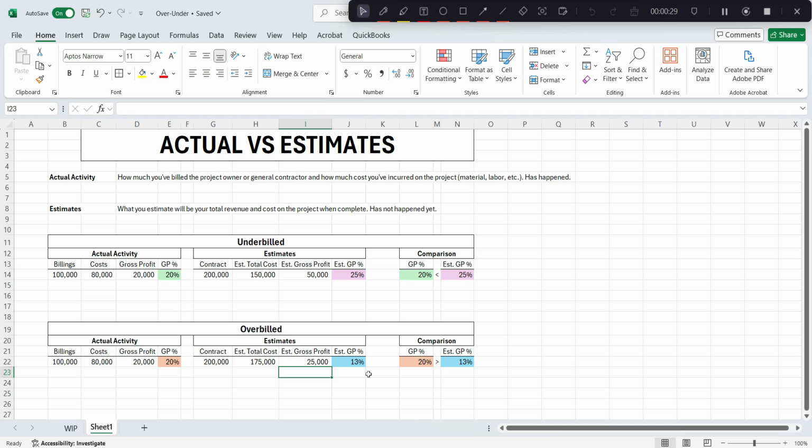estimated gross profit percentage. Now, when we compare the actual versus the estimates in this example, we see that the actual activity is greater than the estimate. 20% is greater than 13%, which means we are overbilled. We're billed ahead of our estimated gross profit. So what you're going to do in this scenario is debit revenue, decrease revenue, and credit overbillings, the liability account, to recognize that estimate.